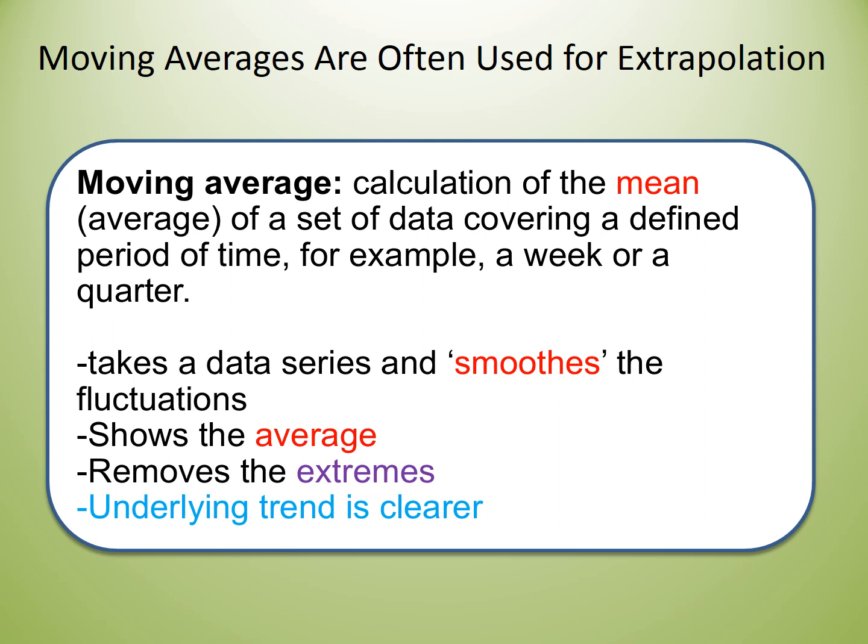Moving average is basically calculating the mean or the average of a set of data covering a defined period of time, for example, a week or a quarter. When you work out that average, it smooths out all these fluctuations. It removes any of the extremes, and then it gives you a much clearer sense of what the actual trend is here.